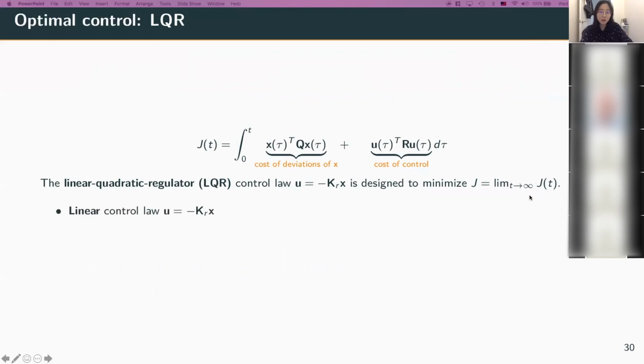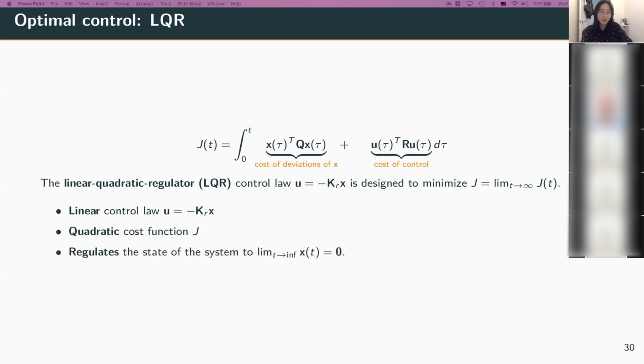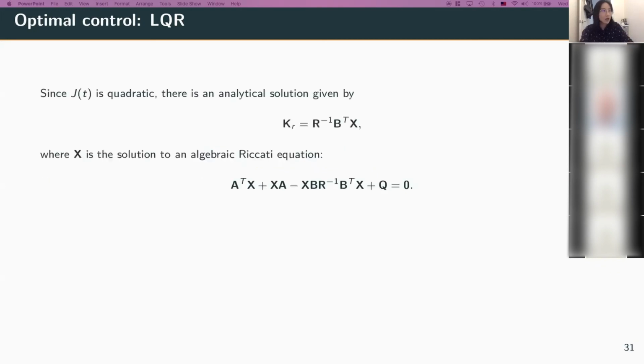It's linear because we're using a linear control law, and the quadratic just means the cost function is quadratic, and it regulates the state of the system such that the states will be driven to zero, and that's why the name is linear quadratic regulator. And since the cost J is quadratic, there is actually an analytical solution given by K_r equals R inverse multiplied by B transpose X.